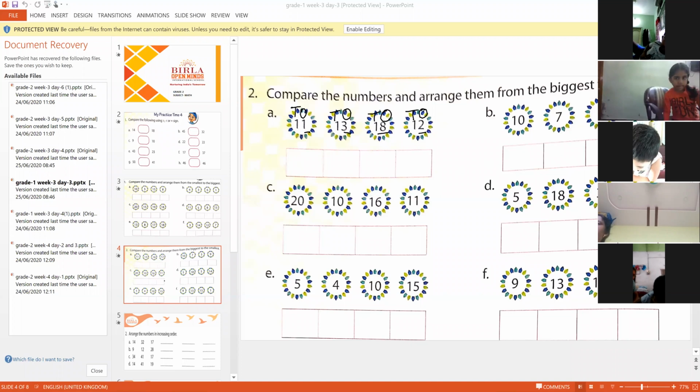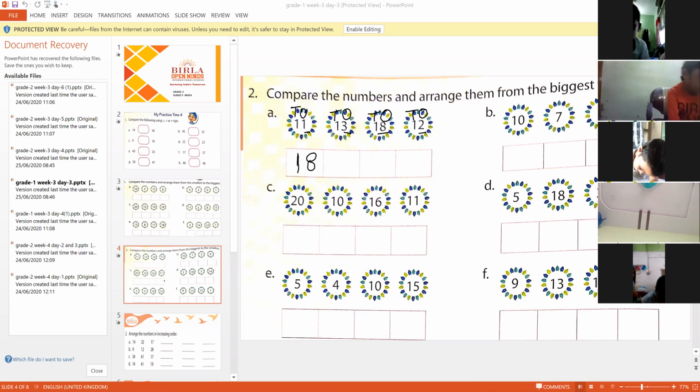Sorry, we have to arrange these numbers from biggest to smallest. So we will write the biggest number first. If we compare 1, 3, 8 and 2, 8 is the biggest number. So in the first box, we will write 18. Okay, children?